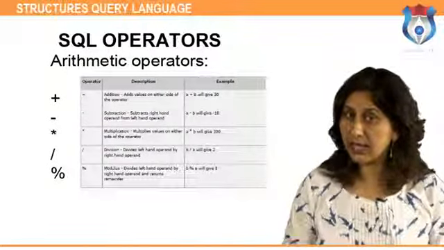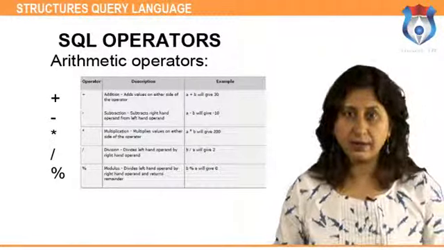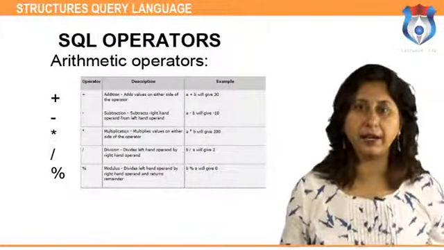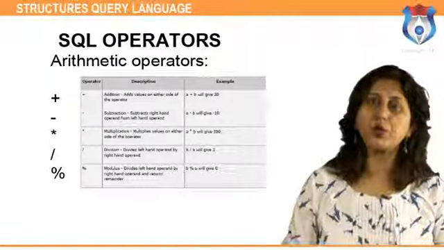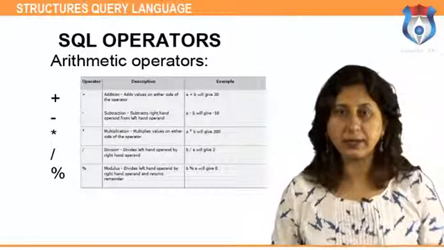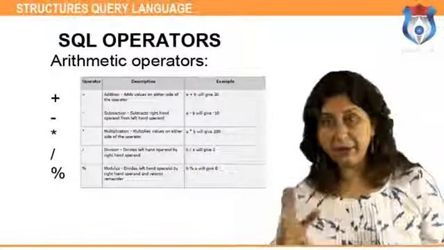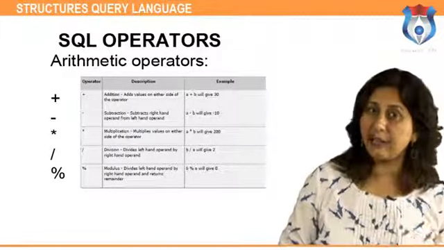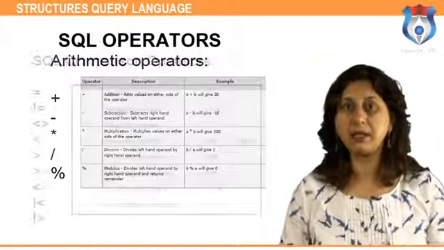Addition: add values on either side of the operator. Subtraction: subtract right-hand operand from left-hand operand. Multiplication: multiplies values on either side of the operator. Division: divides left-hand operand by right-hand operand. Modulus: divides left-hand operand by right-hand operand and returns remainder.